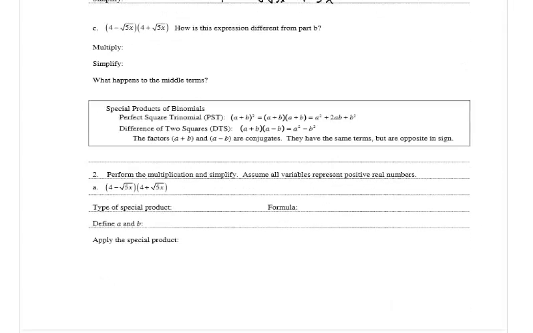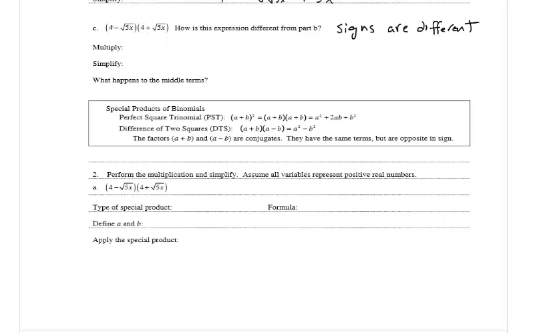In C, we have 4 minus the square root of 5x times 4 plus the square root of 5x. And it asks, how is this expression different from part B? And the signs are different. In between the terms in our first product, we have a minus sign, and in between the terms of our second product, we have a plus sign. So it wants us to multiply them out first.